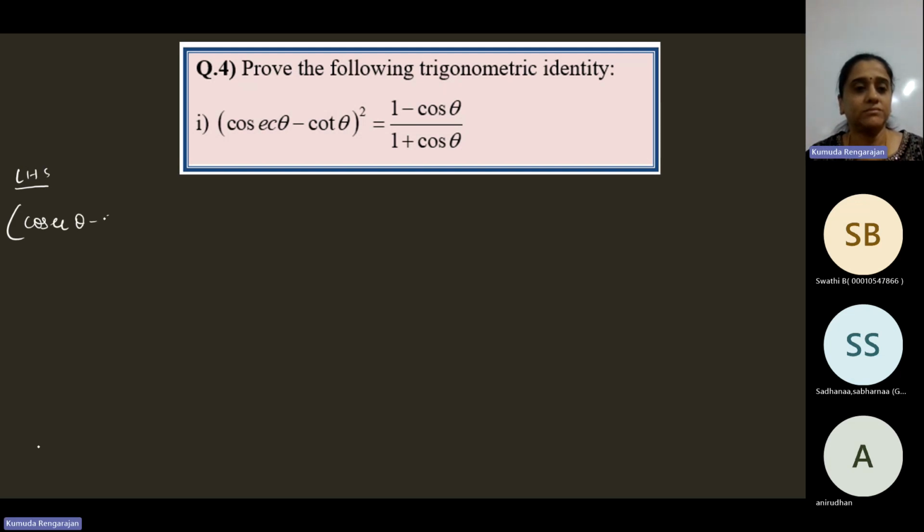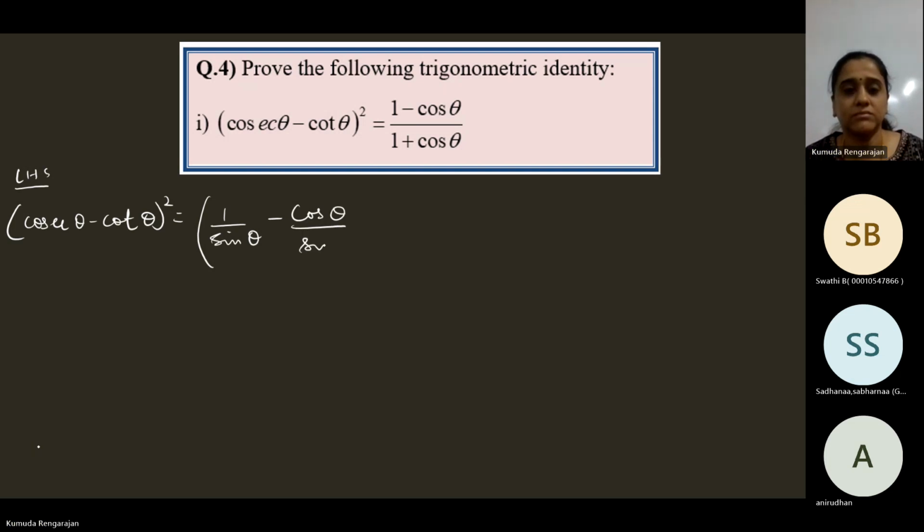Quickly, the first step: write other ratios in terms of sine cos.